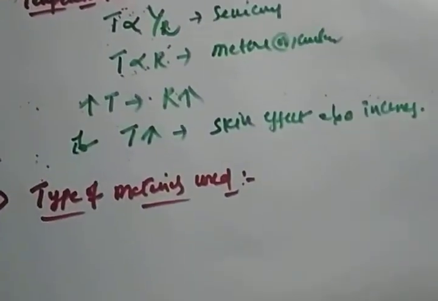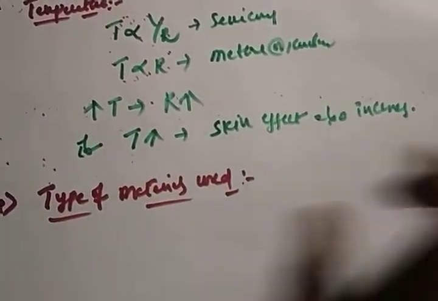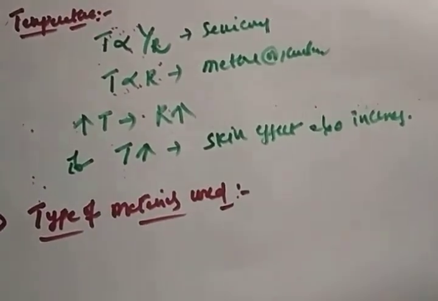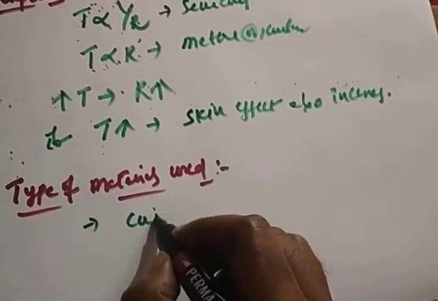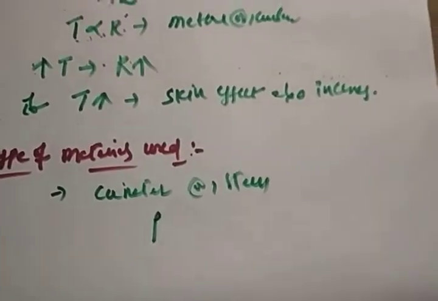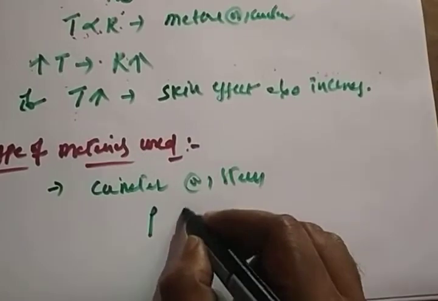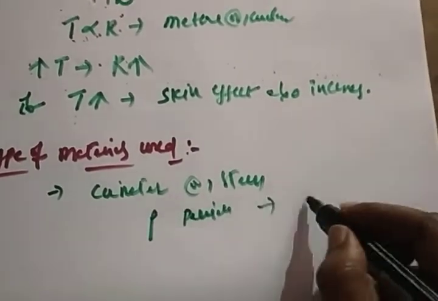The type of materials that we use in a transmission conductor matters. If you use a material like copper or steel, which has a high permeability, then the permeability is very high. If the permeability is high, the skin effect also increases.